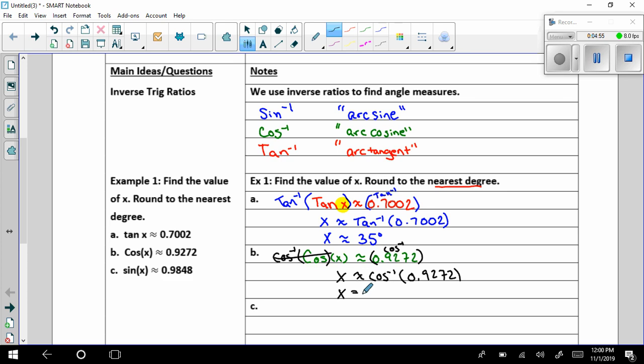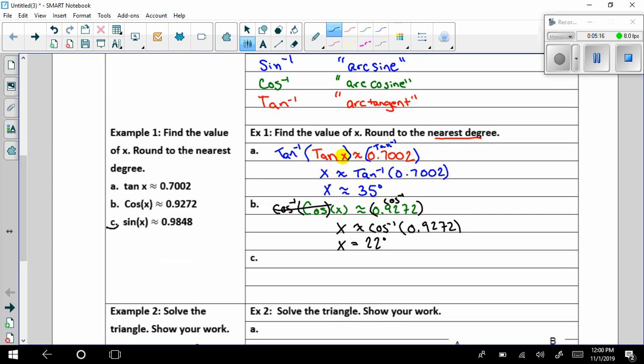So x is approximately 21.9, which rounds up to 22 degrees. Again, making sure that your calculator is in degree mode as you are solving these problems. Go ahead and practice C on your own.